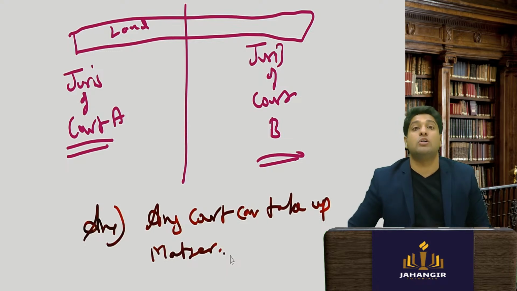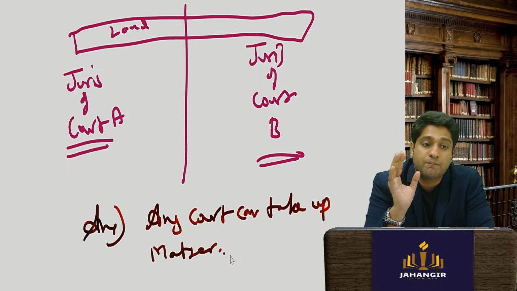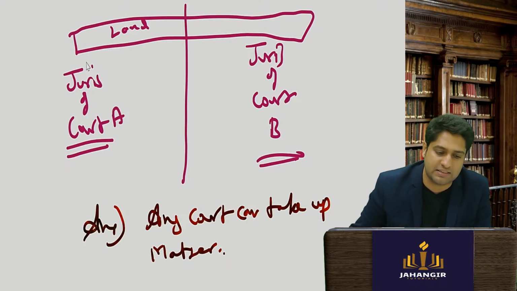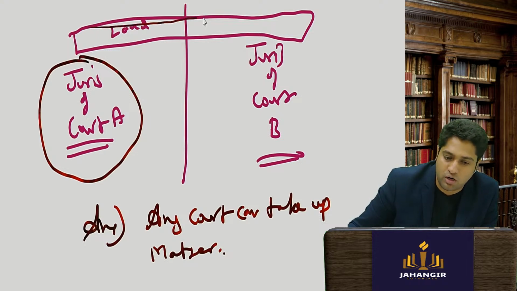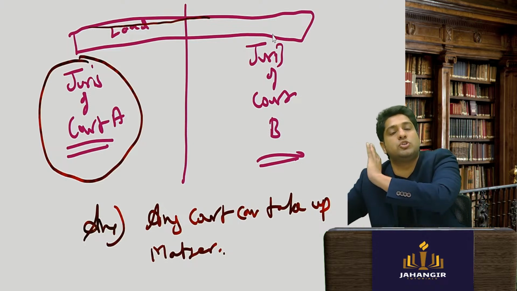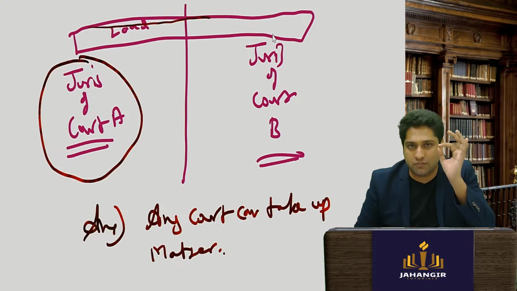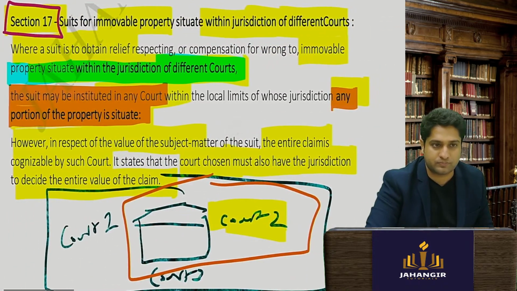And the court will take up a matter where the property is situated, and the full value of the property can be decided. For example, let's say they plan to go to court A. Court A will decide the full value of the property, even the part which is going in the other jurisdiction. So the value will be full, because an option has been given in section 16. Let's read it, you will come to know.